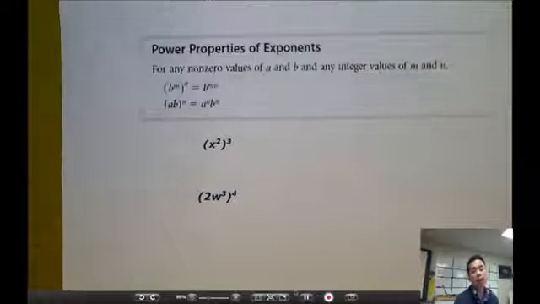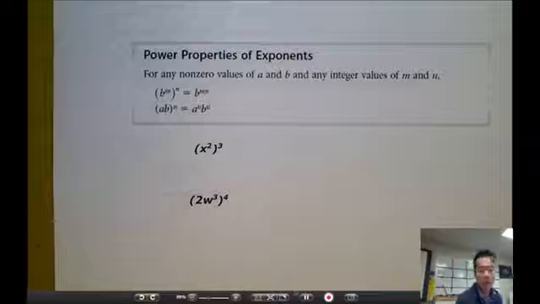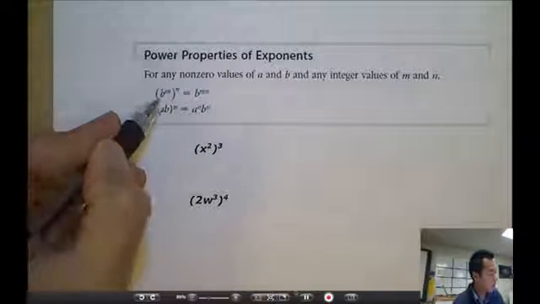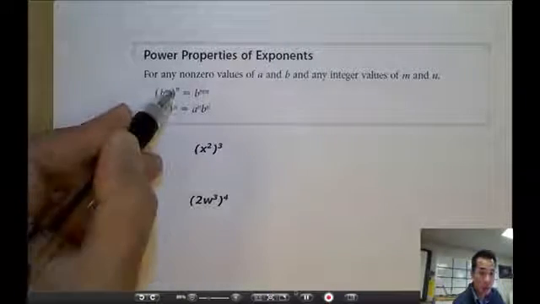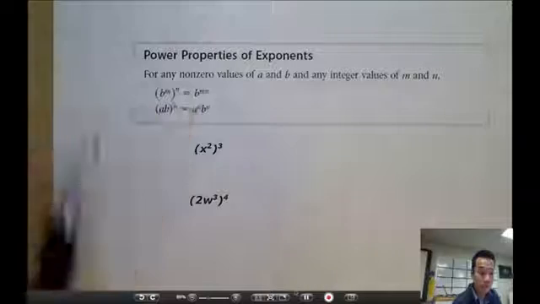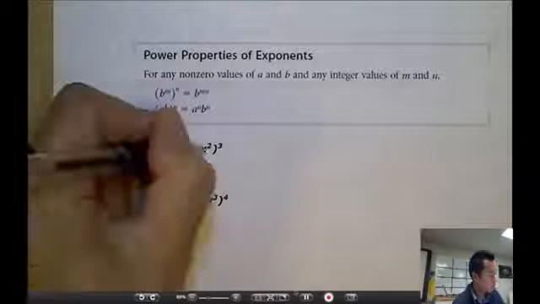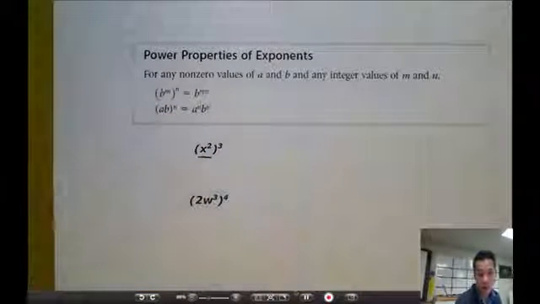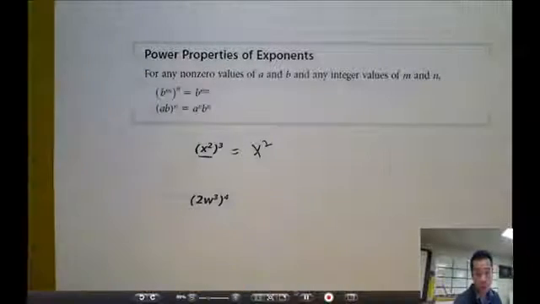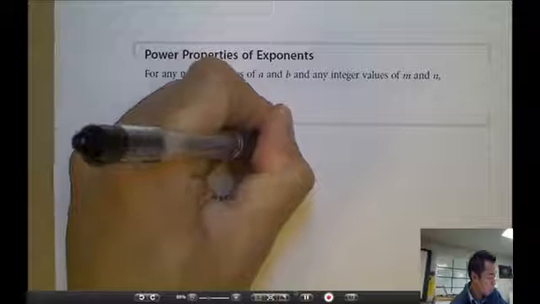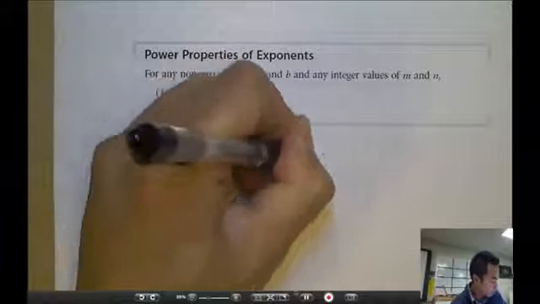Next, we have something called the power properties of exponents. We call it kind of like the re-raising. Okay, you have b to the m, that whole thing to the nth power. You would multiply the two. So an example of this would be, this is saying x squared to the third power. I'm going to expand that. X squared, that's only 1. Multiply by itself 3 times.